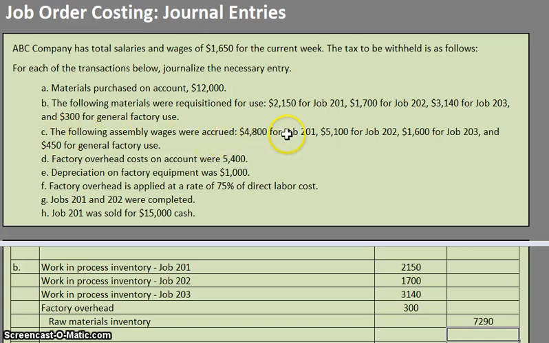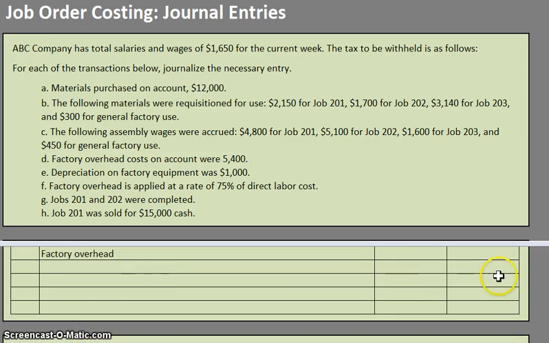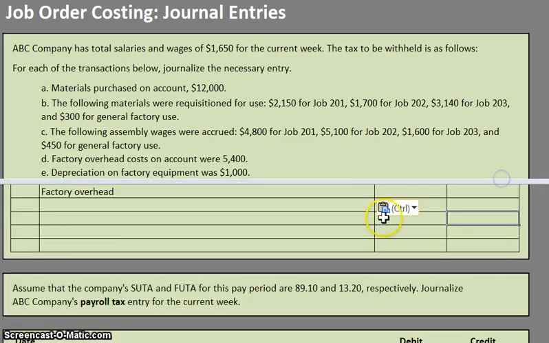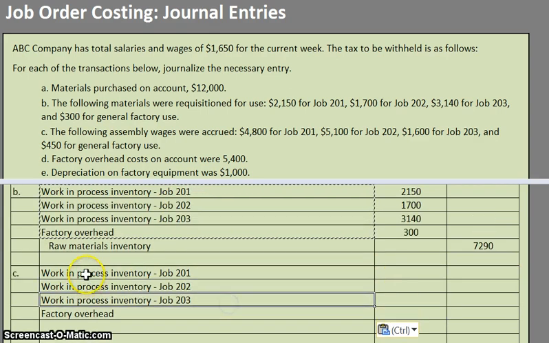Now for C, we have the following: assembly wages were accrued. These are very similar to what we had before in B. So let's go ahead and get started with C. We're actually going to be debiting the work in process inventory accounts and the factory overhead account, very similar to what we did above. So I'm actually going to cheat just a little bit, copy and paste those accounts over, and that way I can save us a little bit of time.